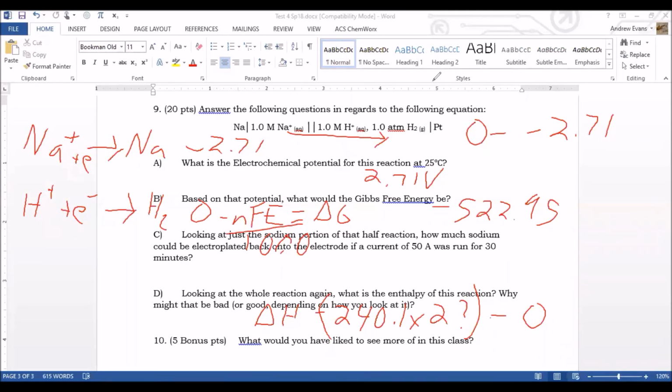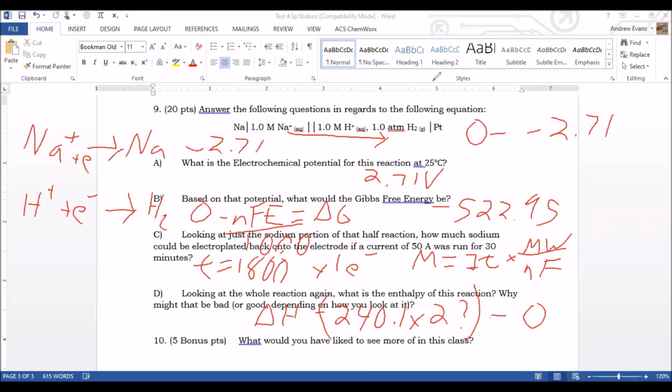Okay, the last one. Looking at the sodium portion of this reaction, how much sodium can be electroplated back onto the electrode running a current of 50 amps, run for 30 minutes? So 30 minutes, how many seconds is that? 30 times 60. Time is 1800. Let's say we want to get one electron. So the thing is, we want a mass. What is the mass if we have current times time times molar weight over nF?